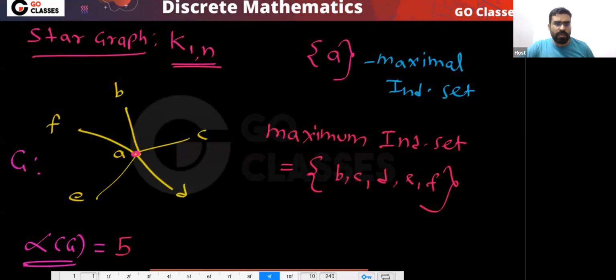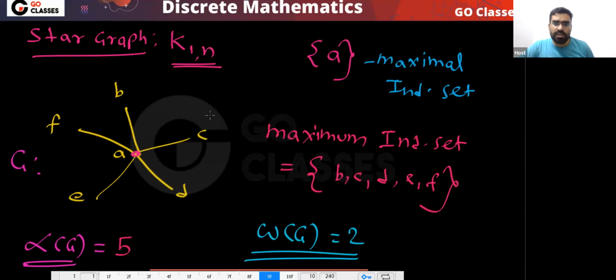In this, what is the omega for this graph? Omega of this graph, that is your maximum clique number, correct? Very simple. Okay, because what is the largest complete subgraph you have?